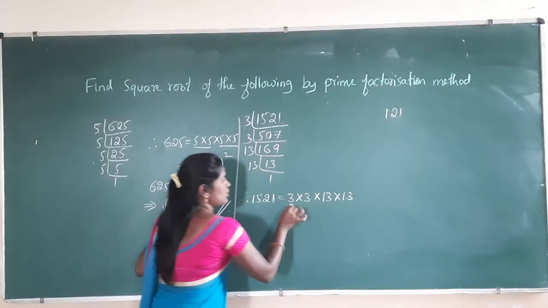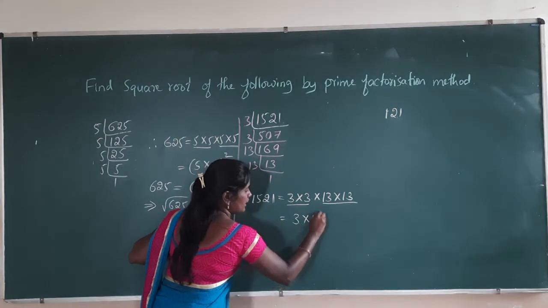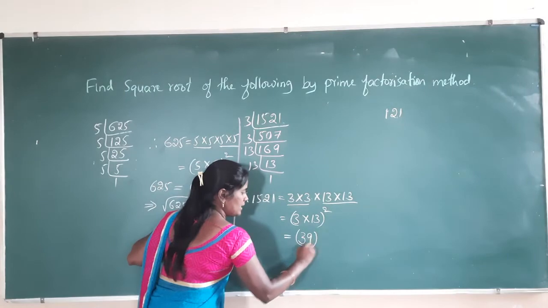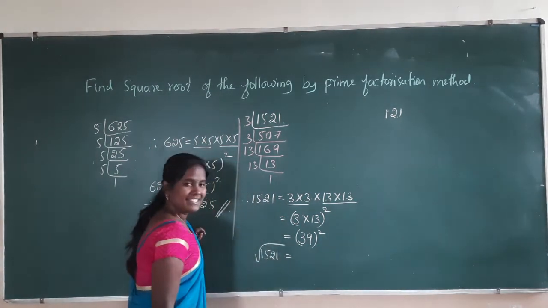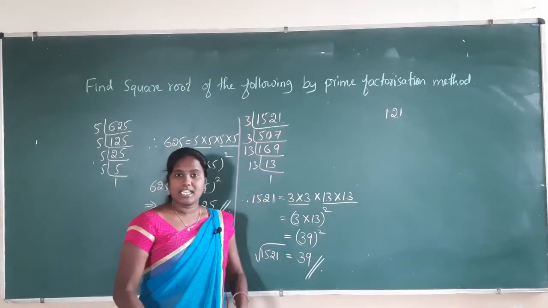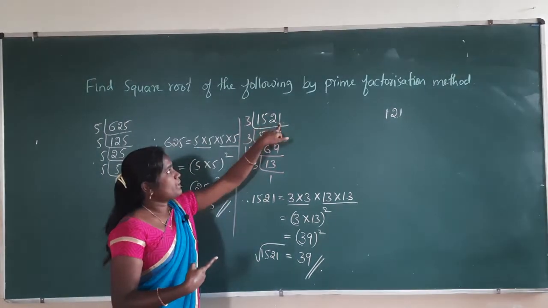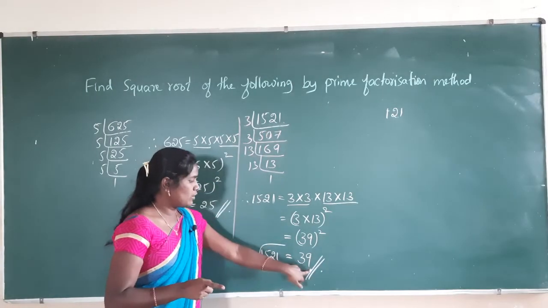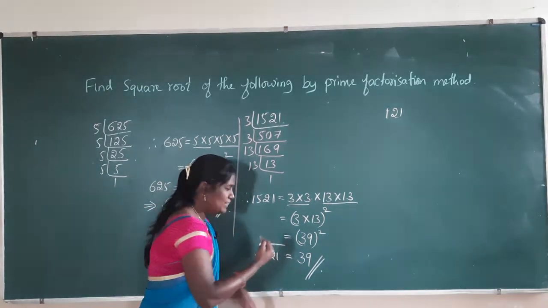Yes. Now, take the pairs of the factors. So that is (3 into 13) whole square, that is equal to 39 square. So the square root of 1521 is equal to, yes, it is 39. As I told you earlier, this perfect square 1521 is ending with 1, therefore the square root of this number ends with either 1 or 9, and it is ending with 9.